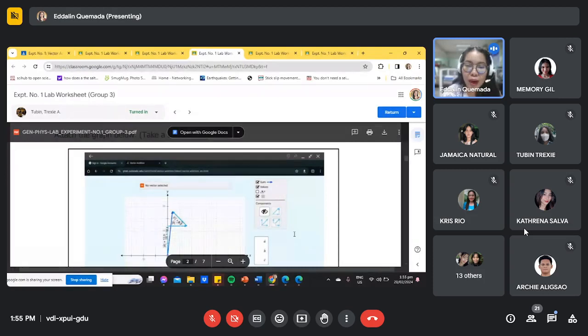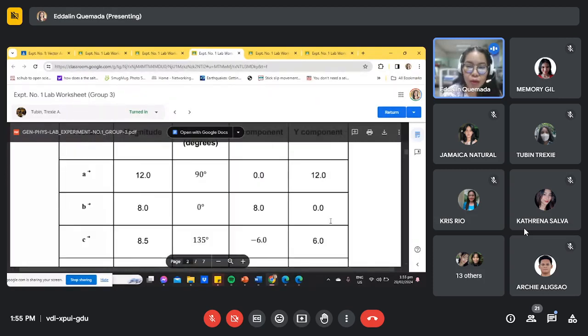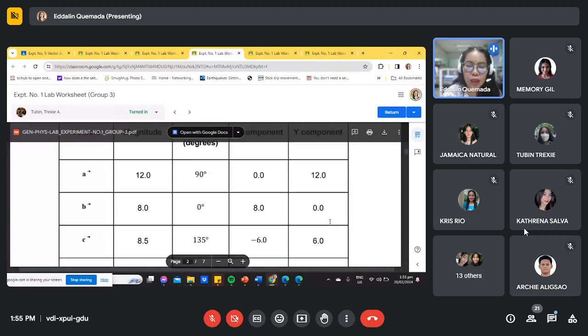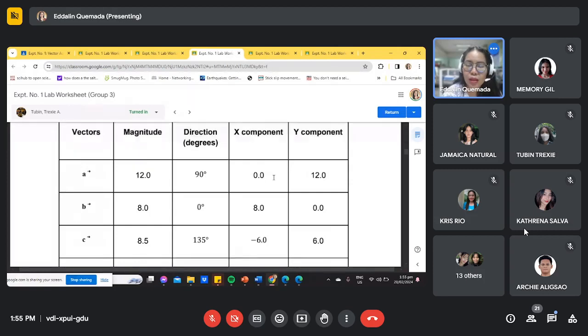Now, I do have a question about your data and results, especially for vectors A and B. There are certain components whose values are actually zero. If we go back to vector A, whose magnitude is 12 and the angle is about 90 degrees, why is it that its x component's value is equal to zero?